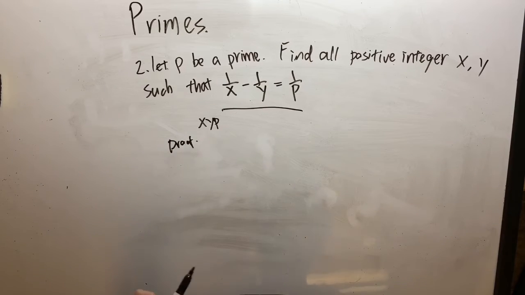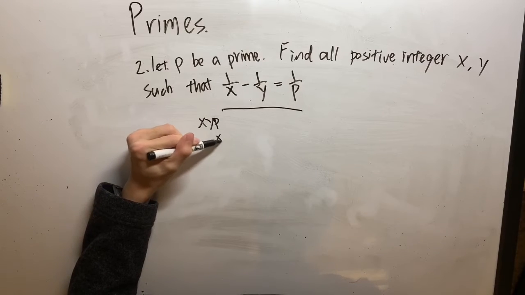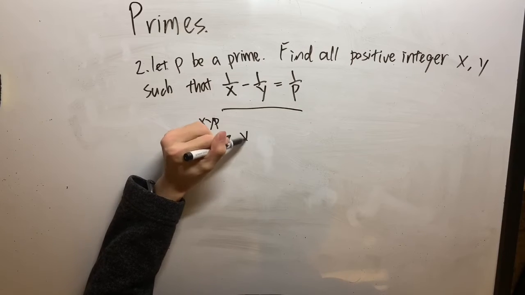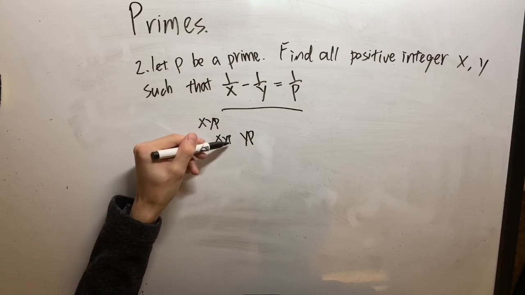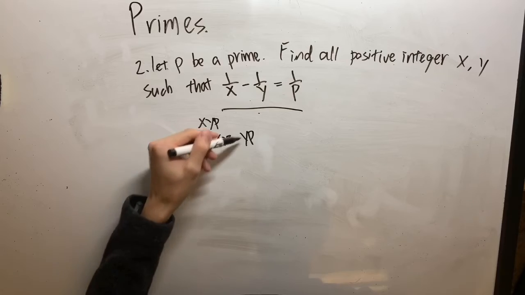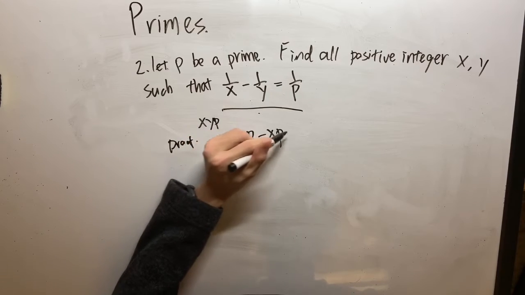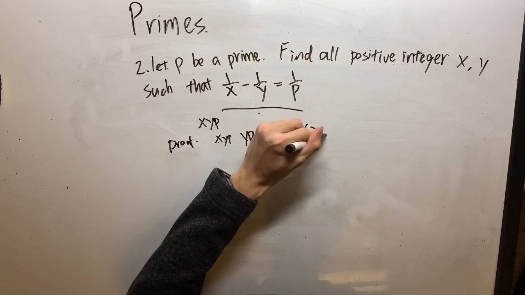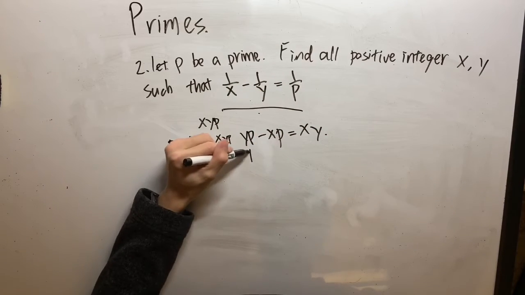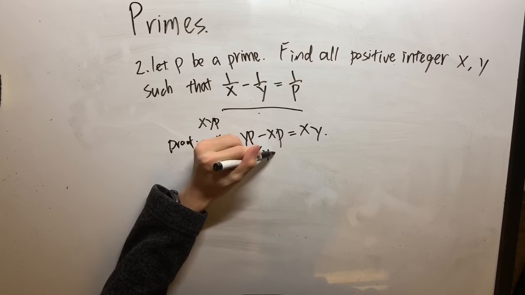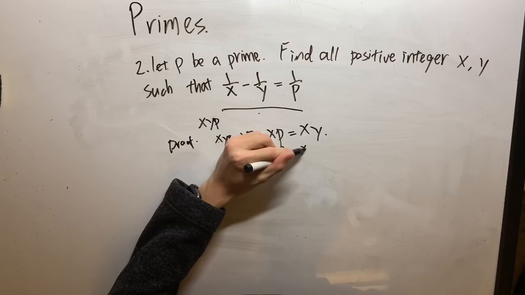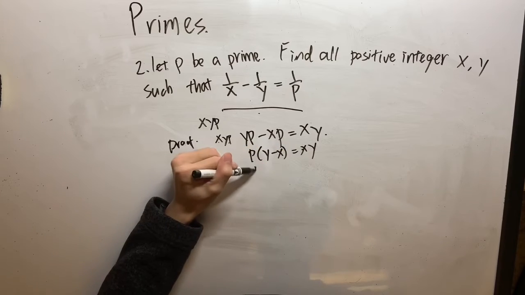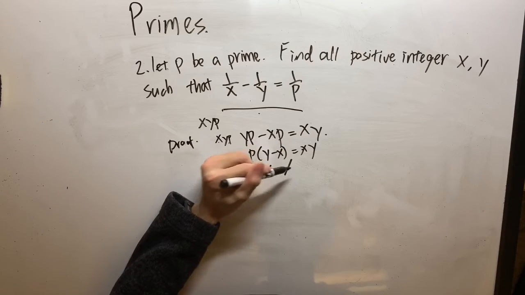So xyp times 1 over x equals yp, and xyp times 1 over y equals xp. yp minus xp equals xyp times 1 over p, which equals xy. Thus, p times y minus x equals xy. This follows that p divides x or p divides y.